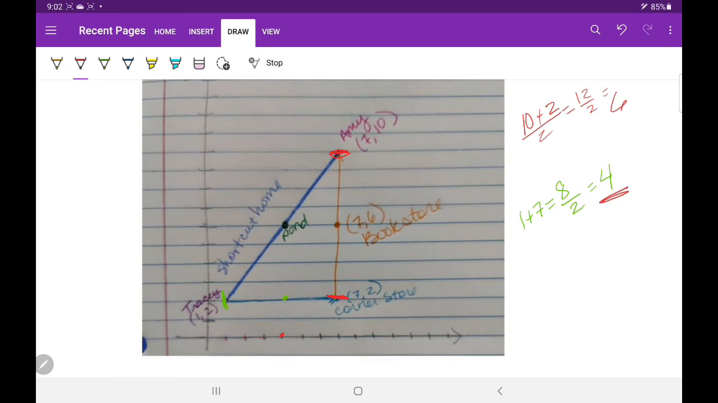And now I'm going to go up 6. 1, 2, 3, 4, 5, 6. And look, that's right where my pond is. So what is the coordinate?